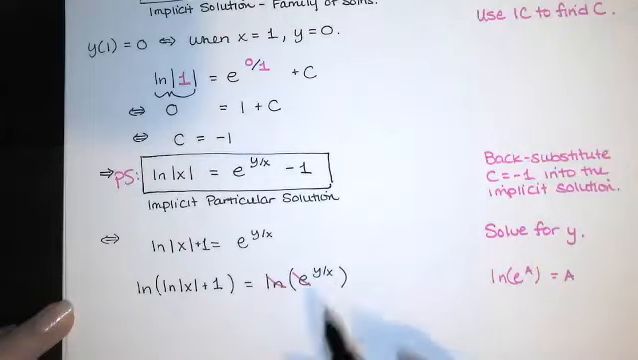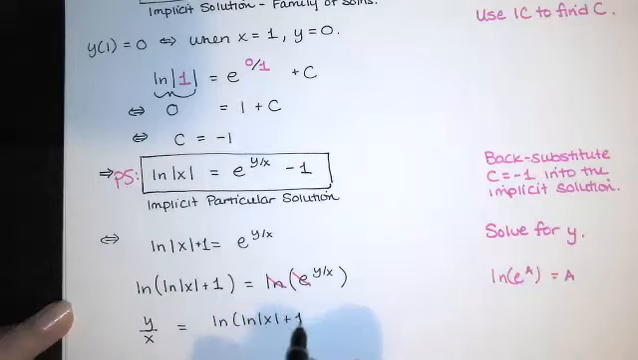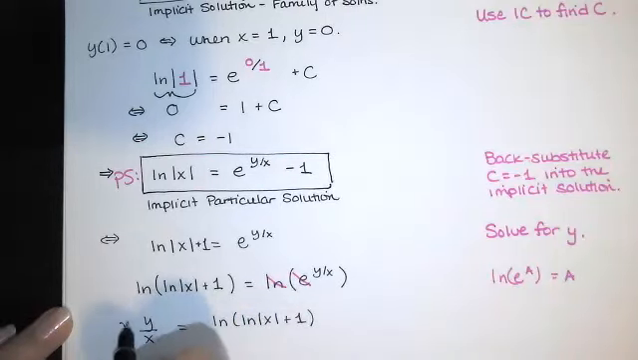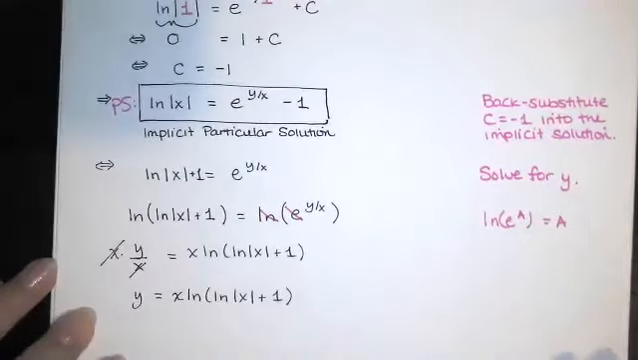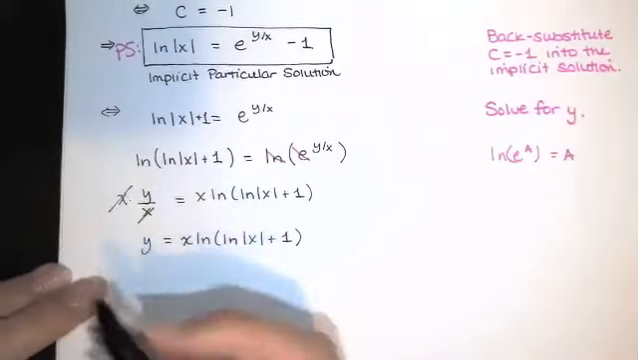And I'm trying to get y by itself, so I'll multiply both sides by x. So right now this says y over x is natural log of the absolute value of x plus 1. And then I'll multiply both sides by x to isolate y. Okay, so this is our explicit particular solution.